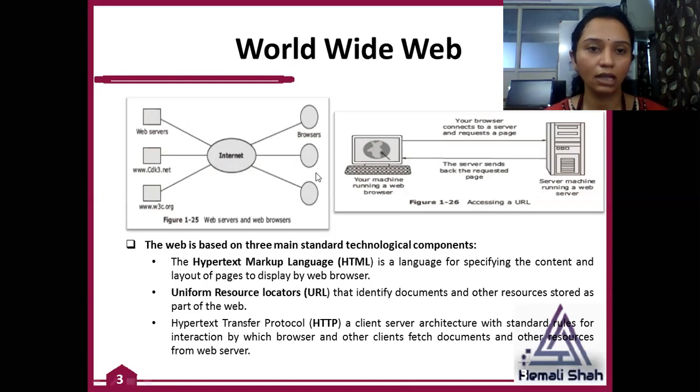So here is how the web servers and web browser are connected. These all are the web servers, www.cdk3.net, w3.org. These all are server computers. These all are connected in a network. These computers have a browser program. By using the browser program, by typing the URL of the web server, all these computers can access the data of a web server by using the internet. So this is accessing a URL.